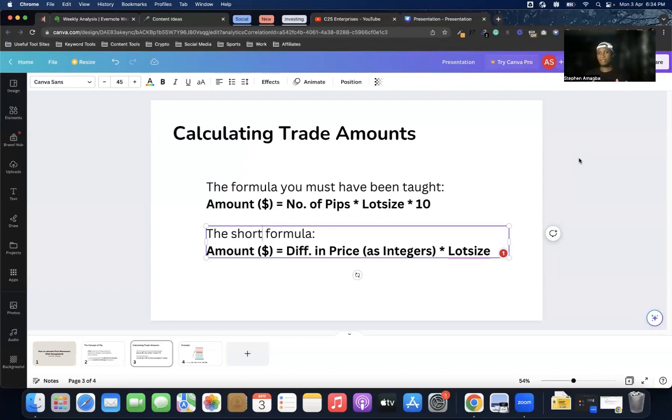But the short formula will give you something close to it, and that is the difference in price multiplied by your lot size. The difference in price is not in decimal places. It is in terms of integers. So you get the difference in price in whole numbers, as you call it, that's what integers mean, and then you multiply it by the lot size.